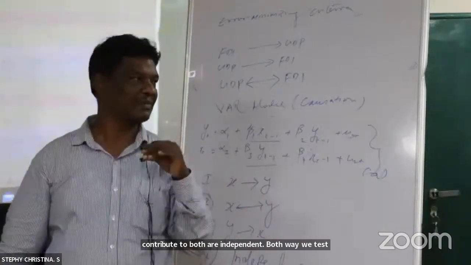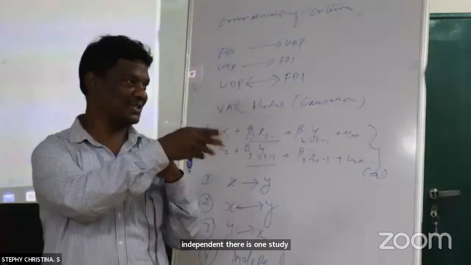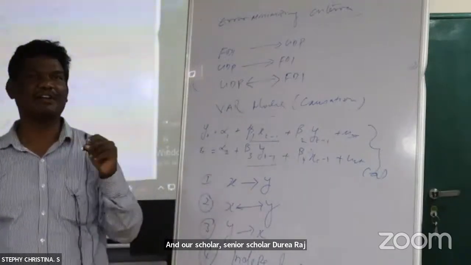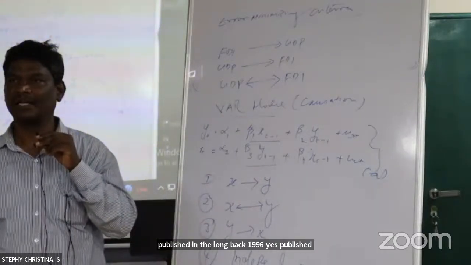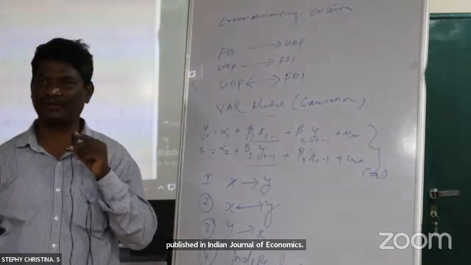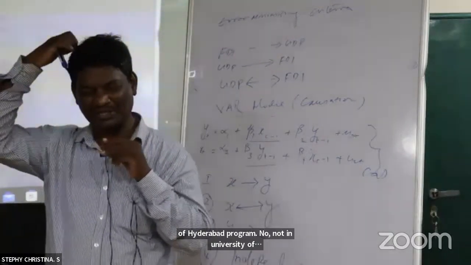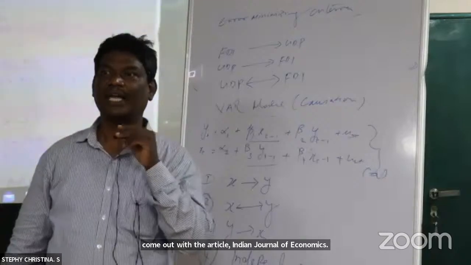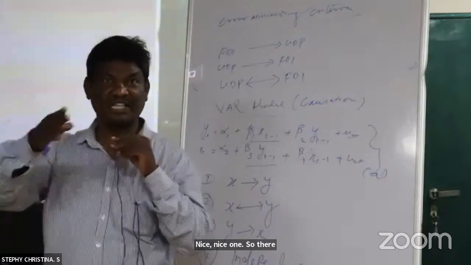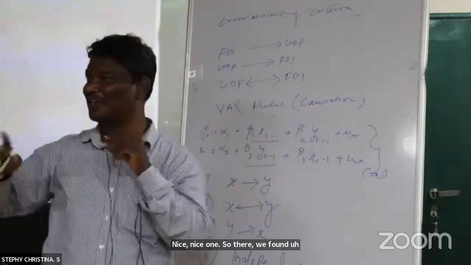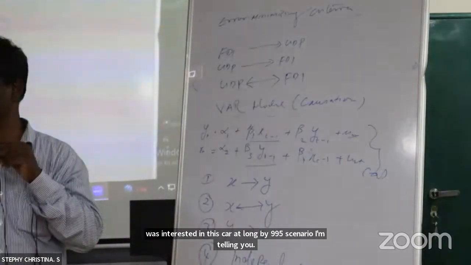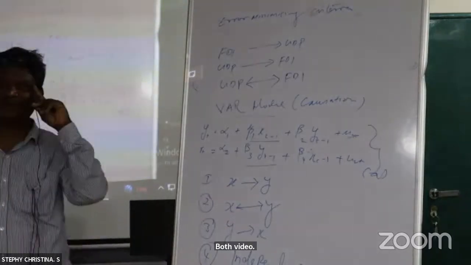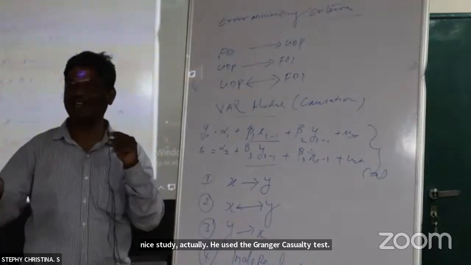There is one study that our senior scholar, Dureraj, published long back, in 1996, in the Indian Journal of Economics. He was from the University of Hyderabad, not the University of Delhi or another Central University. Nice one. So there, we found both variables to be independent. Nice study, actually. He used the Granger causality test. Still, I can remember it. So, an independent relationship.